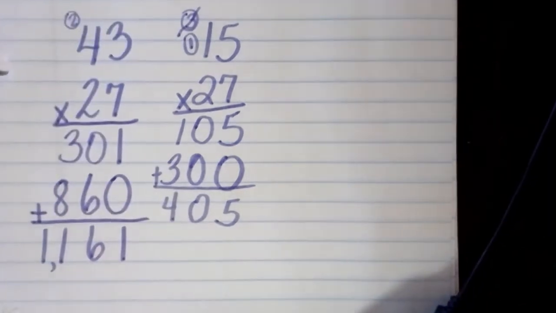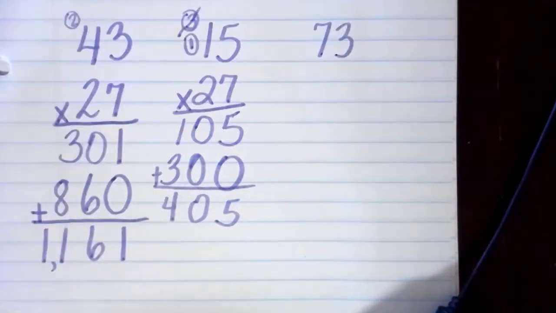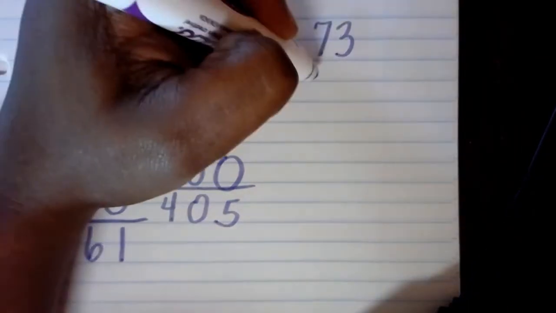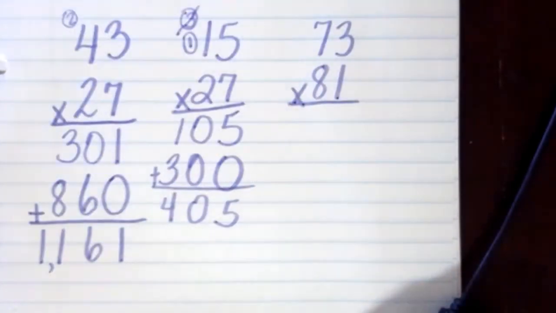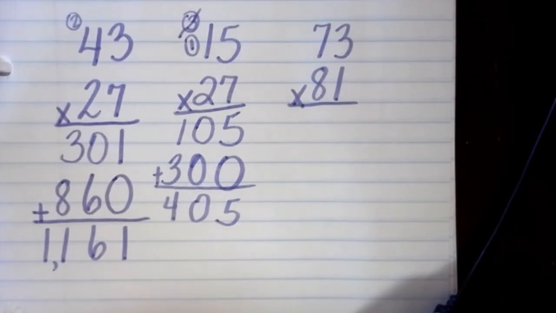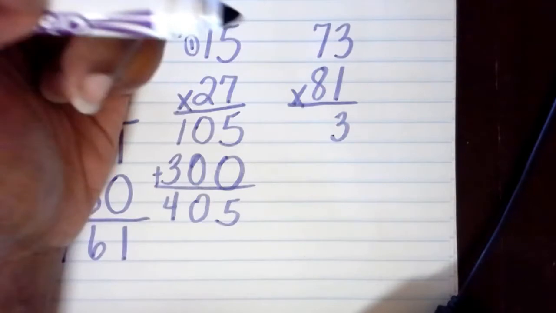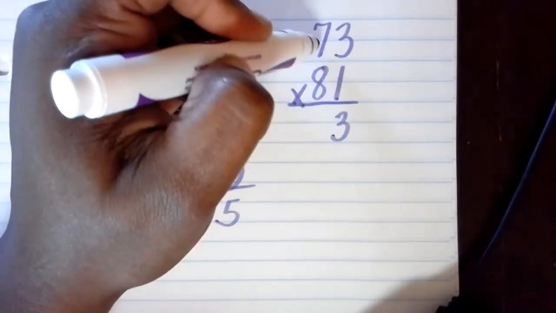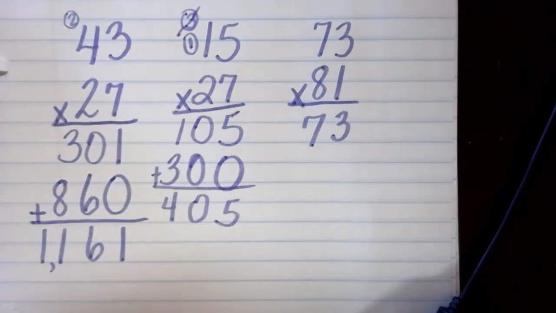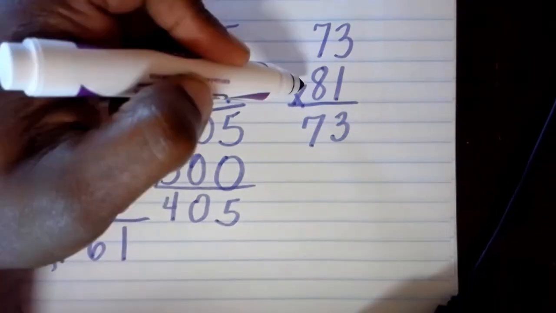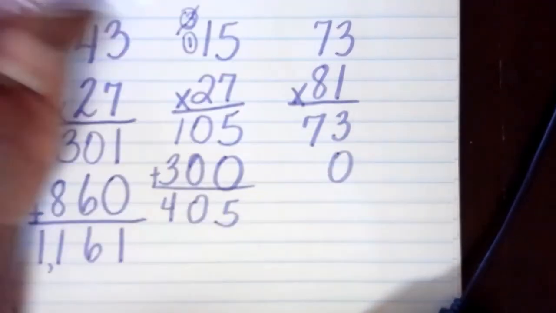The last example I want to show you is 73 times 81. In this example, we'll start in the ones place again with 1 times 3. Next, we'll do 1 times 7. We have now multiplied everything on the top by 1, so it is now time to move on to the 8, which is in the tens digit. So let's put our placeholder.